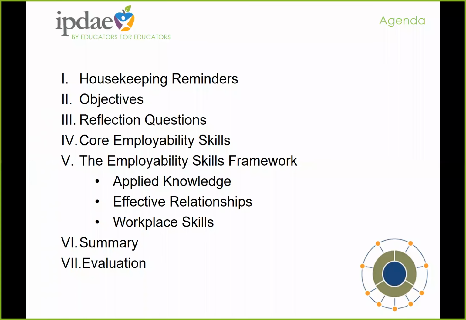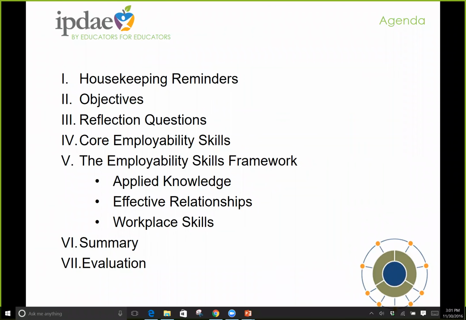So we're going to talk about some reflection questions to get us started about the importance of employability skills. And then we're going to move on to the actual framework, talking about the three major categories of this framework: applied knowledge, effective relationships, and then workplace skills. And then after that, we're going to do a quick summary. I'm going to show you a couple of videos that would kind of re-emphasize the importance of this framework, and then move on to evaluation.